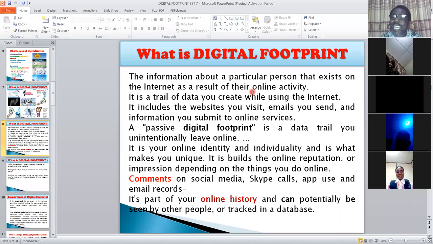Digital footprint is the trail of data you create when you are using the internet. You are already creating data. Even if you don't use perfume, everybody has a type of body odor. That is why when you get somewhere, people will perceive that you have been there. The same thing happens on the internet. By the time you get online, you visit a site, you use your phone, you use your laptop to visit a site, to do one thing or the other, everything you are doing is recorded against your name.